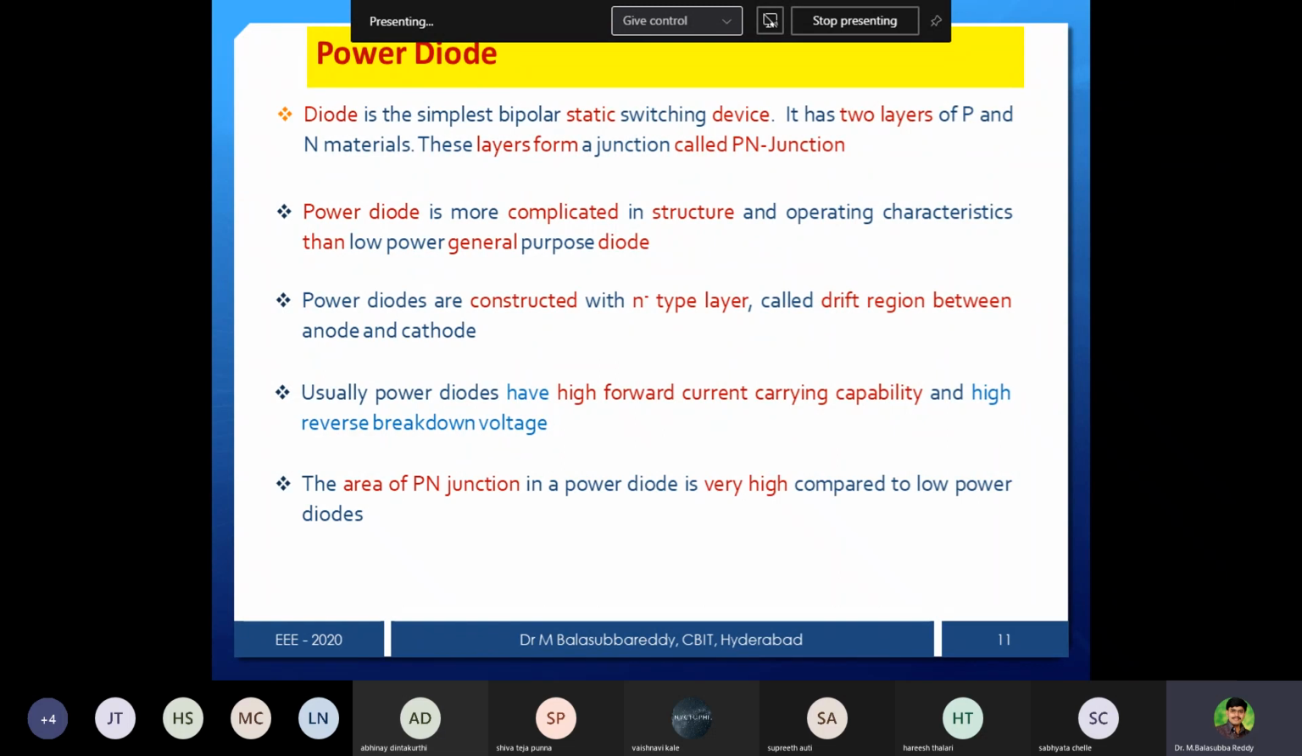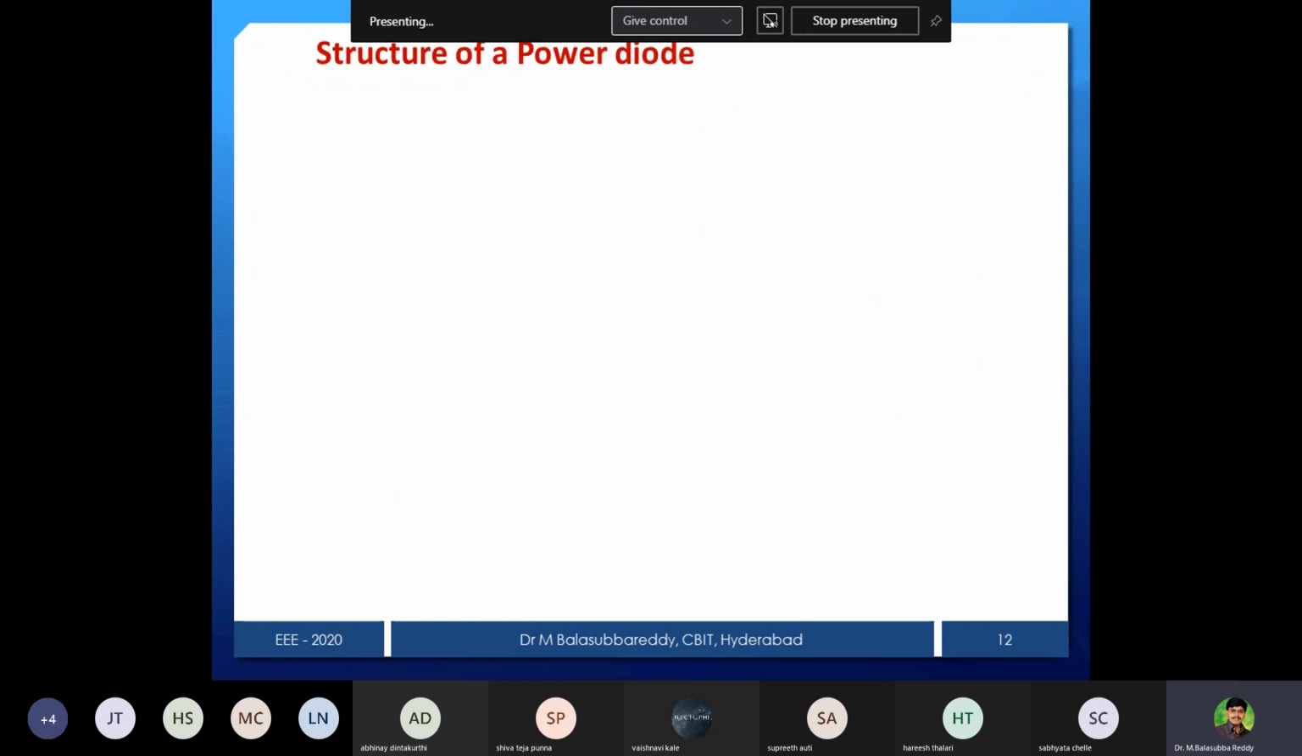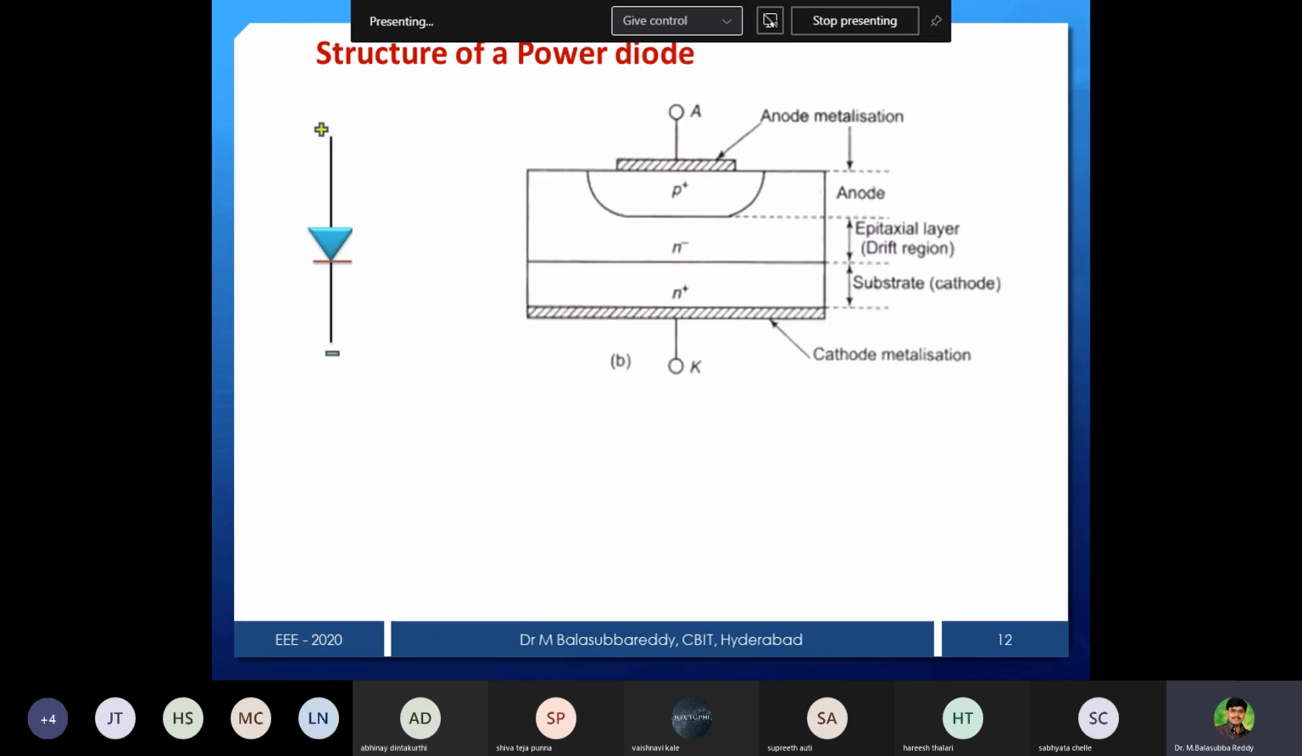And the area of the PN junction in a power diode is much higher. Compared to a low power diode, if the area is more, the carrying capability will automatically be more. Now we'll see the structure of that. There is a normal P and N. So this is the structure of a power diode. Now you can see the symbol. The first one is the symbol, with anode and cathode.